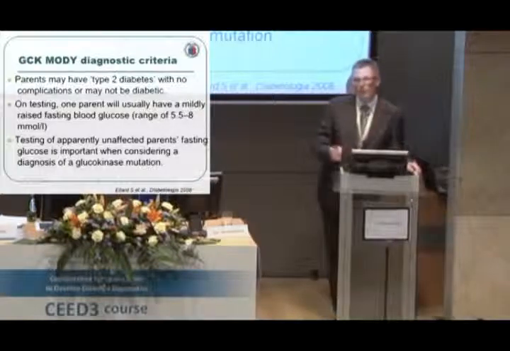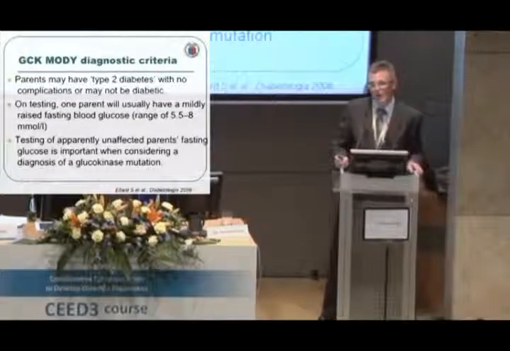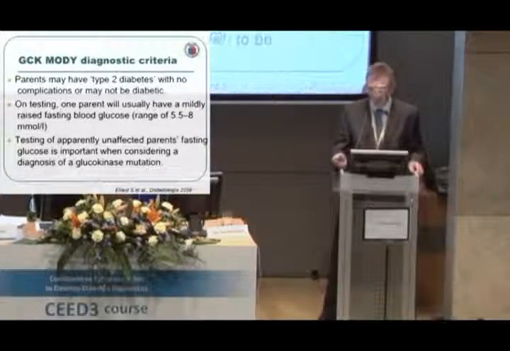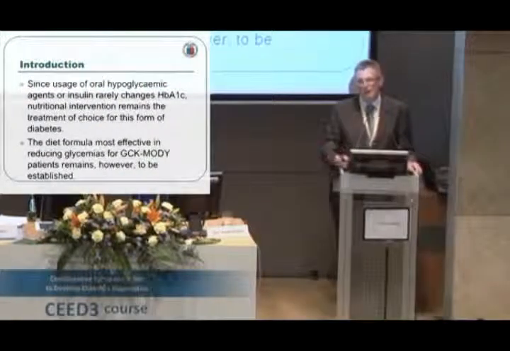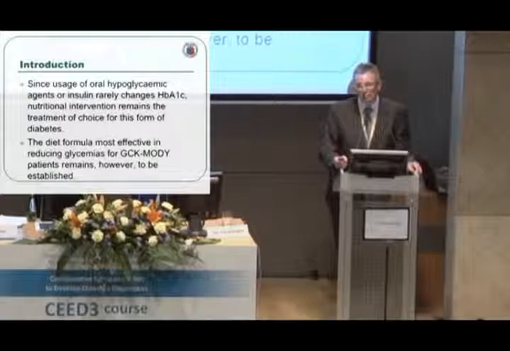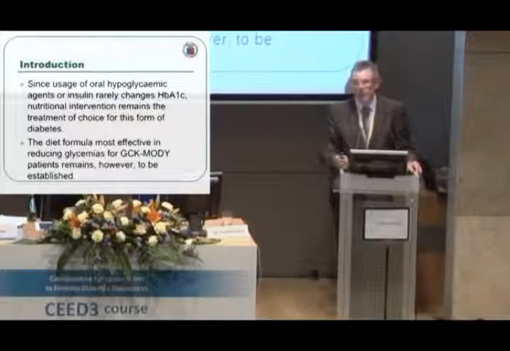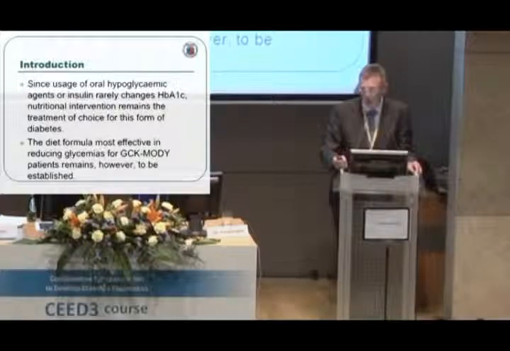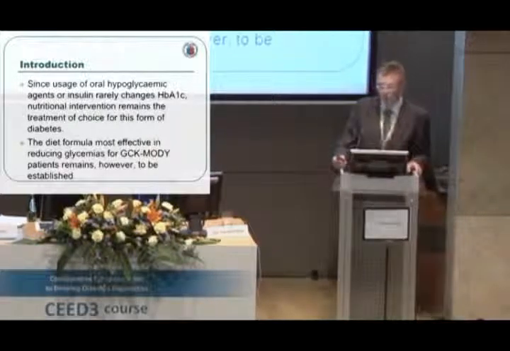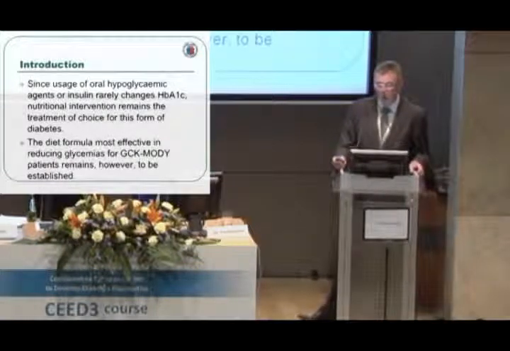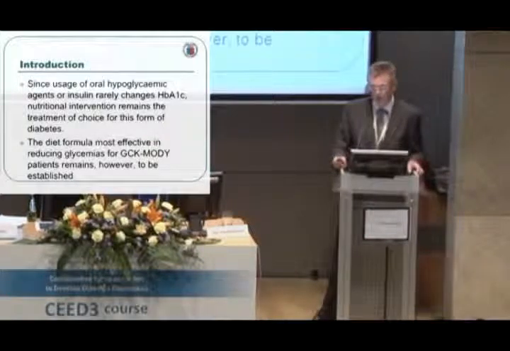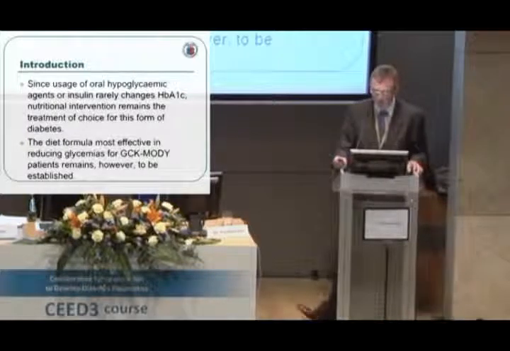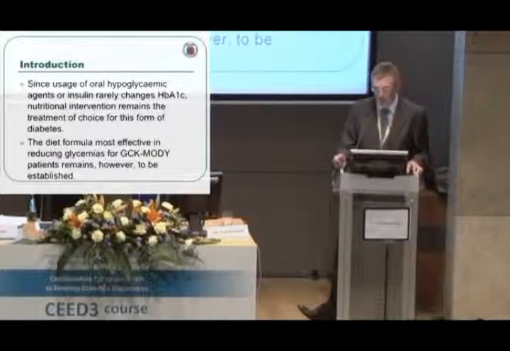As was also mentioned before, family history may be misleading. I mean, it's usually such a mild form of diabetes that family history may simply be false negative. So now I would like to switch to our short intervention study concerning this issue of GCK MODY treatment. Since usage of oral hypoglycemic agents or insulin rarely changes HbA1c, nutritional intervention remains the treatment of choice for this form of diabetes. The diet formula most effective in reducing glycemias for GCK MODY remains, however, to be established.